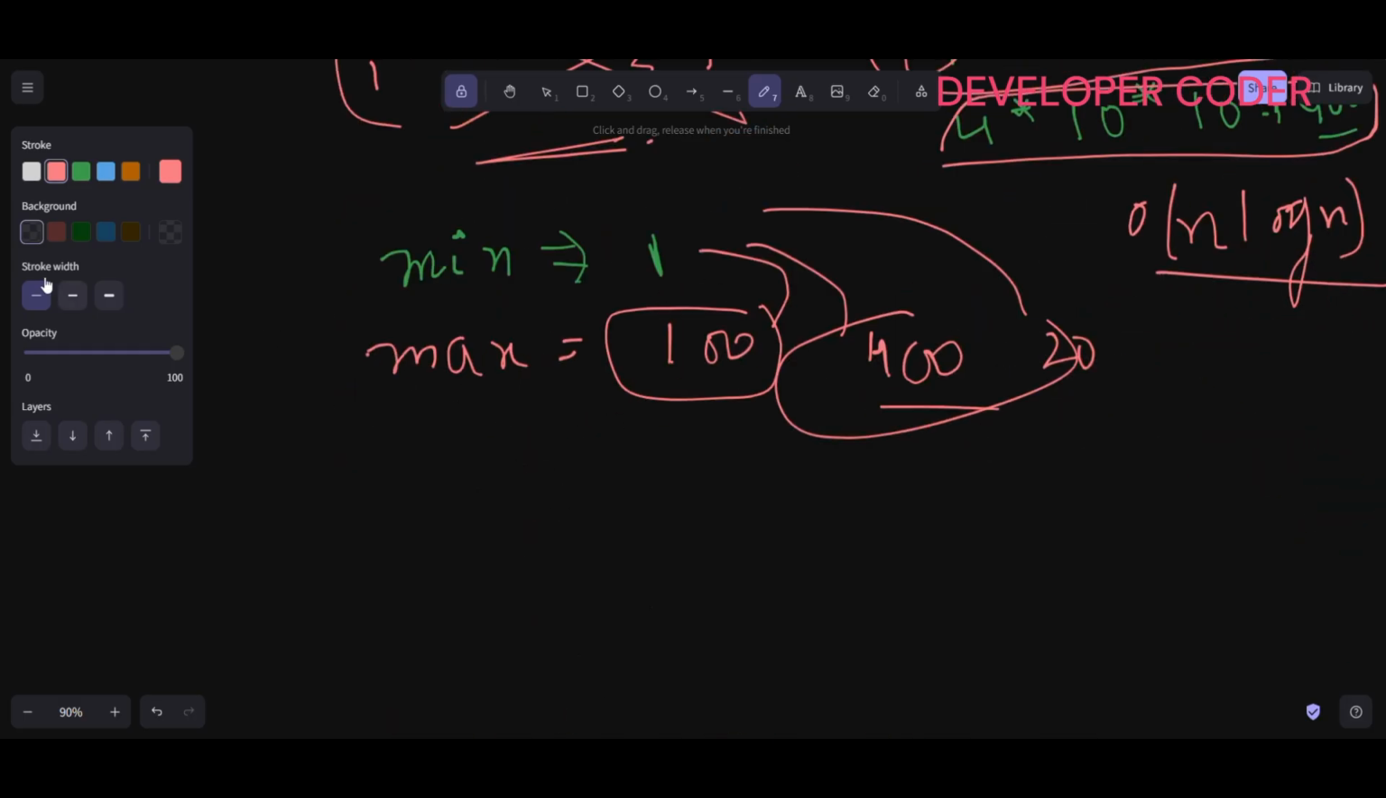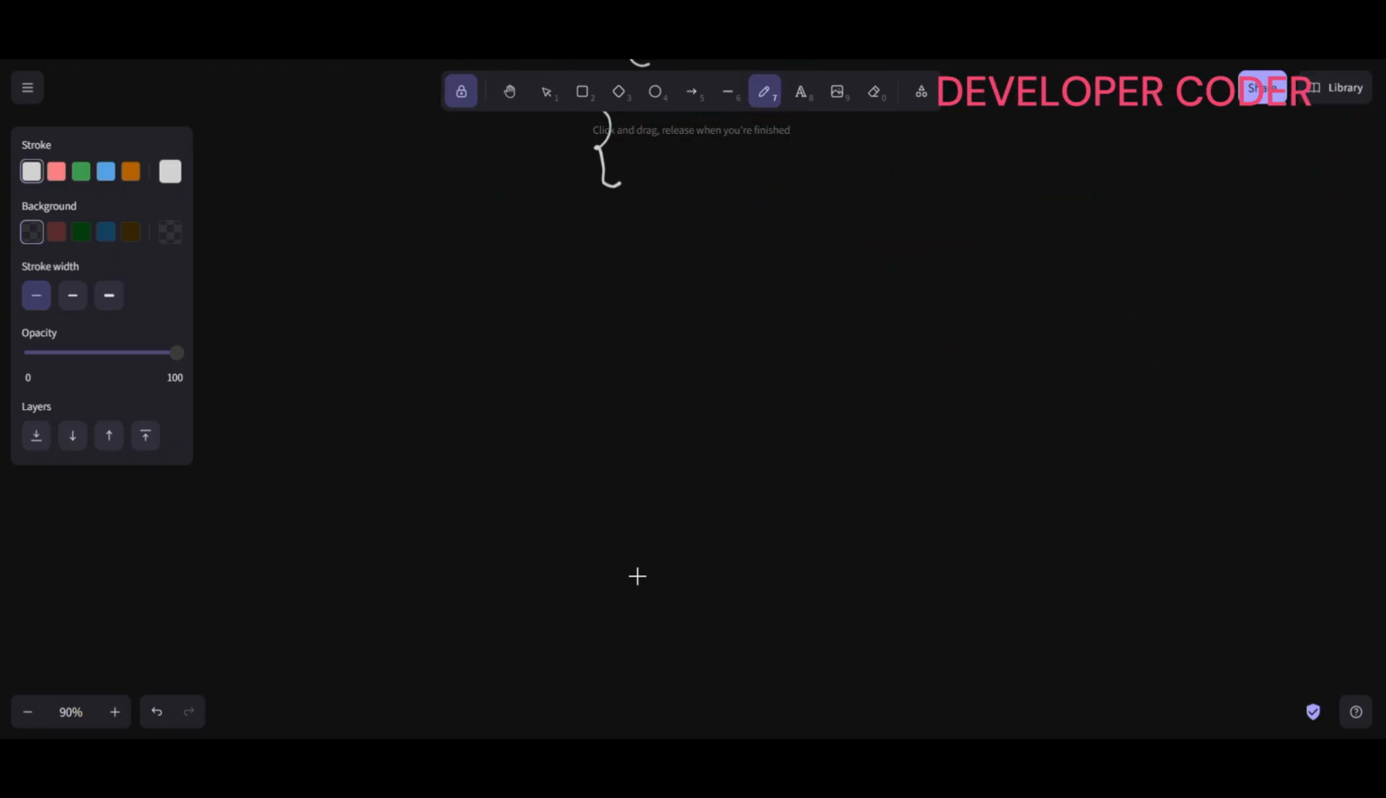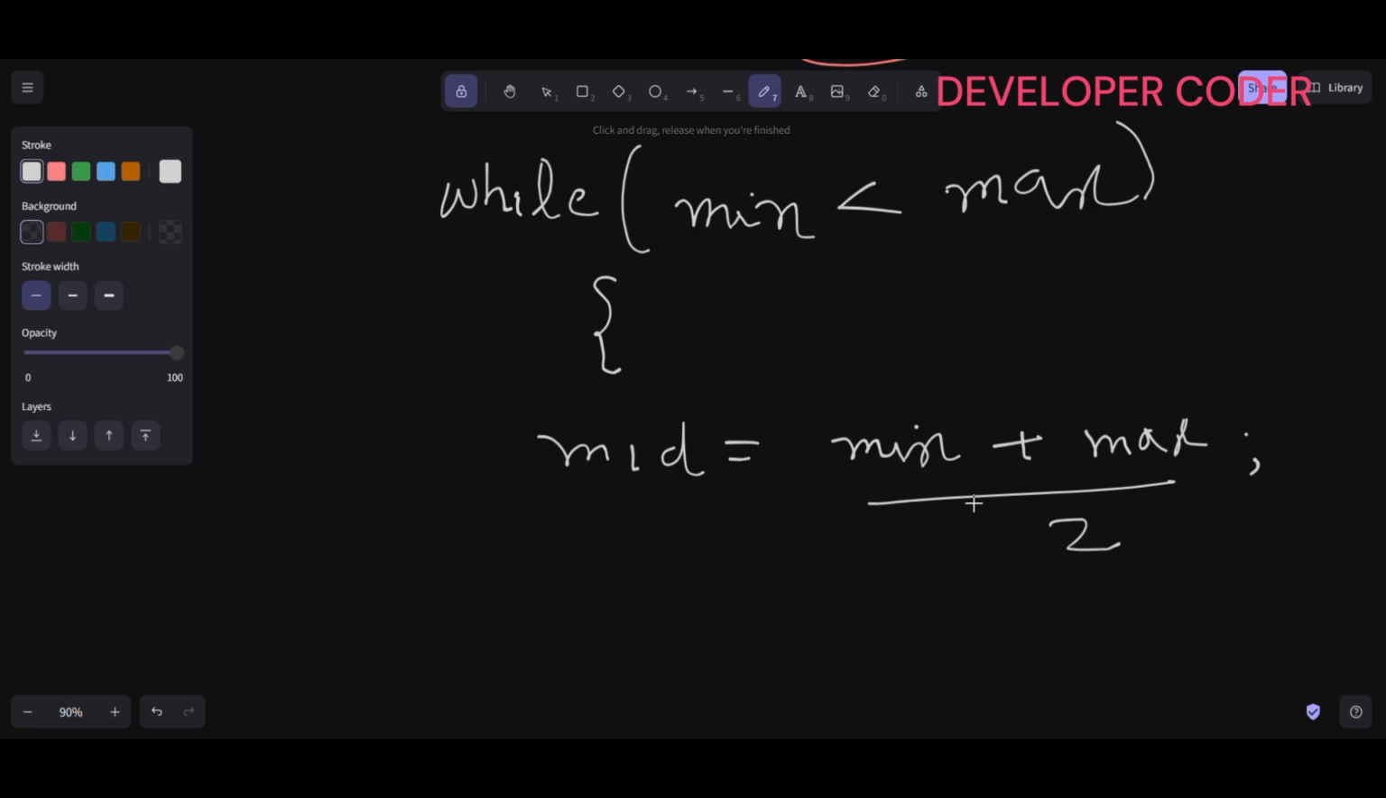Now here is how you apply the binary search. You apply binary search like this: while your min is less than max, done. Inside this you have to calculate the mid. You calculate the mid like this: mid is equal to (min + max) divided by 2. This is how you calculate the mid.